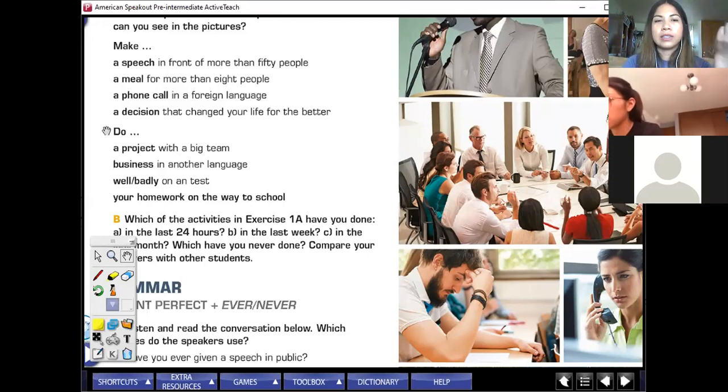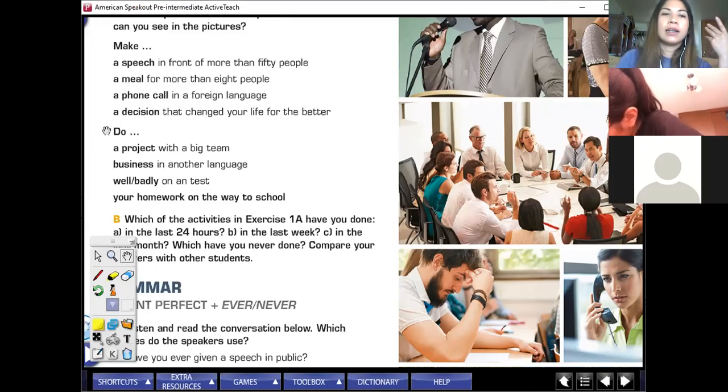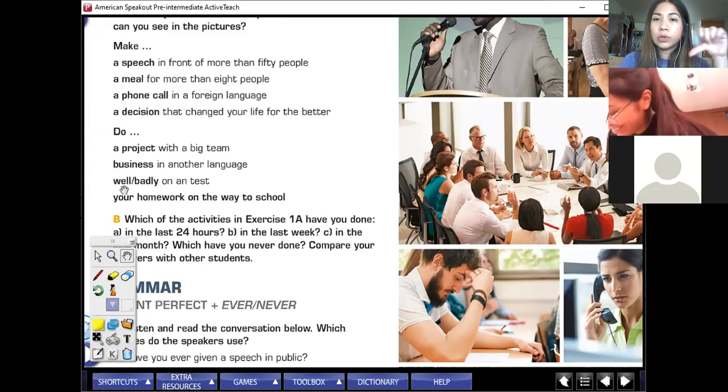Do well or do badly. How can I see that? Yo puedo ver cómo les va en un examen, no lo puedo ver porque es su proceso mental. So I cannot see that, but that's why we use do. You can do well or you can do badly. Okay, and do your homework. We usually use homework with do. Questions?